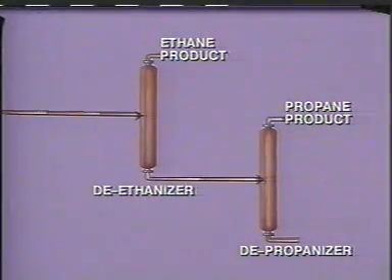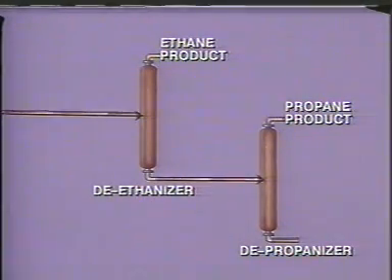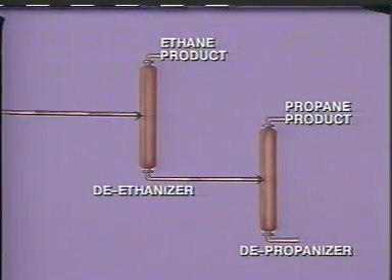The only way to keep ethane out of the propane product is to limit the amount of ethane that leaves the deethanizer. Ethane has a lower boiling point than propane. So all of the ethane entering the depropanizer will rise to the top of this column and become part of the propane product.